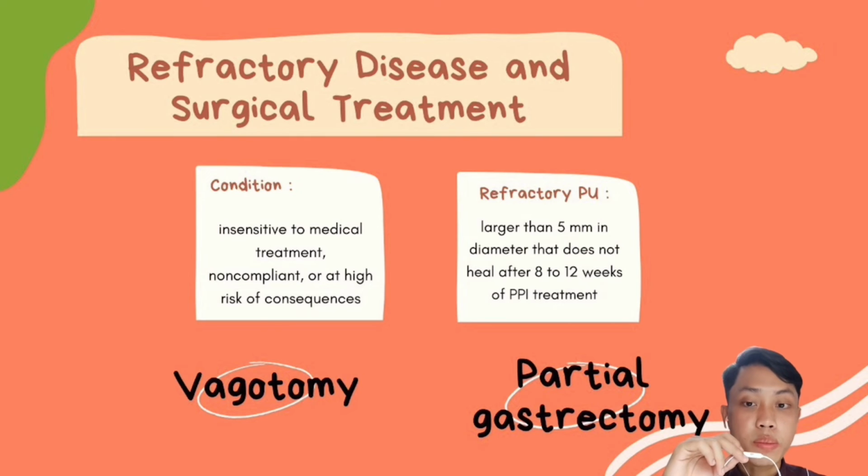Refractory disease and surgical treatment. If a patient is insensitive to medical treatment or at high risk of consequences, surgery may be recommended. A refractory peptic ulcer is one that is larger than 5 mm in diameter that does not heal after 8 to 12 weeks of PPI treatment. Persistent Helicobacter pylori infection, ongoing use of non-steroidal anti-inflammatory drugs, or major comorbidities that impede ulcer healing or other disorders such as gastrinoma or gastric cancer are the most prevalent reasons. Vagotomy or partial gastrectomy are two surgical alternatives. That's all from me. Thank you.